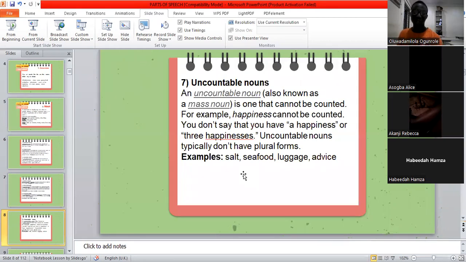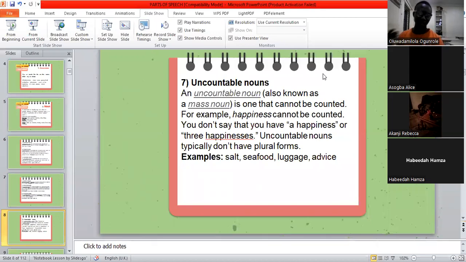Thank you very much. So seafood is another one. Luggage. Over time, some people have been saying, can you please pack your luggages? No. Luggage is luggage, no matter the number. And then you don't say, can you please give me some advices? No. You can only say, can you please give me some advice on this thing? So that is that with noun.